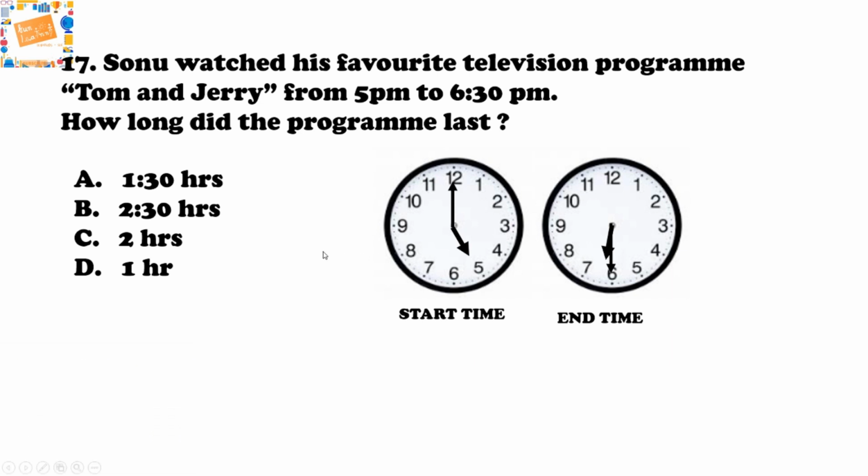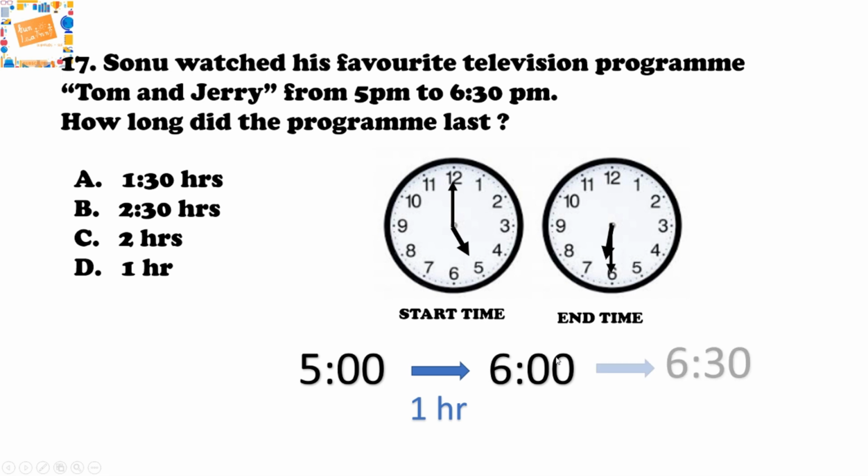Well, this is an easy one, so I'm stopping earlier. The start time is 5 o'clock and the end time here is 6:30. So let's count. From 5 to 6, it's 1 hour, and from 6 to 6:30, it's 30 minutes. So the total time is 1 hour 30 minutes, which is option A.